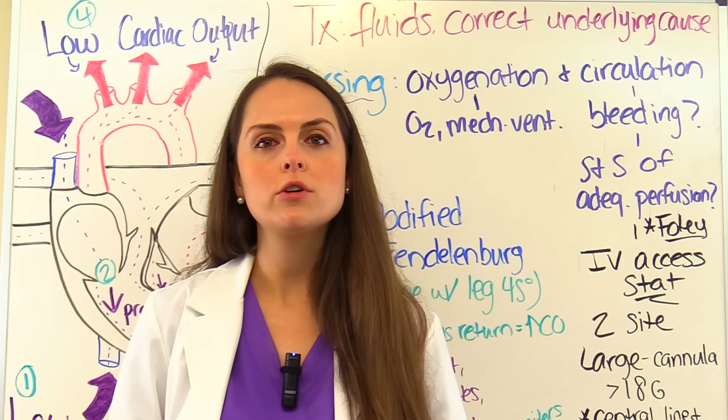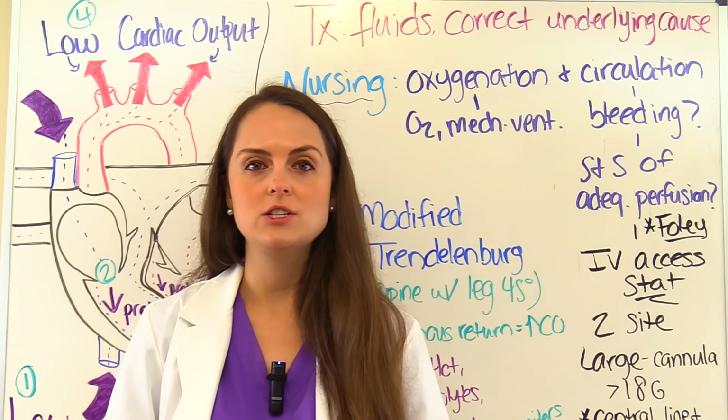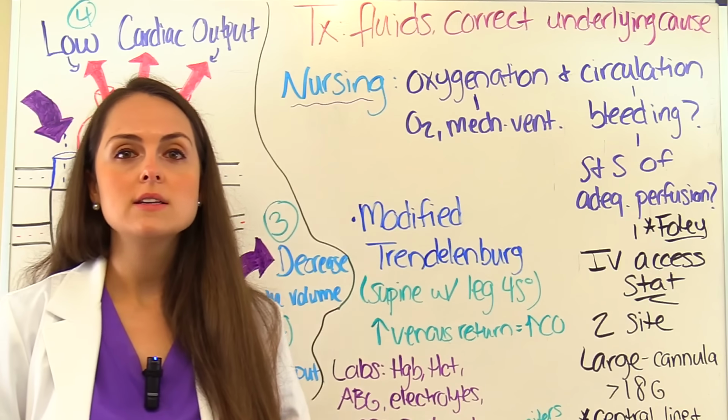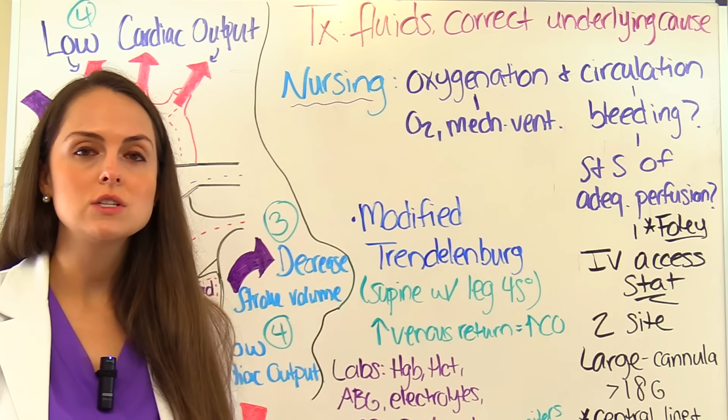So fluids ordered by the physician are really going to help this patient. And as a nurse, we will be giving those fluids and monitoring them. And it can vary. It depends on what class or stage of hypovolemic shock that patient is in. And you can use various fluids like crystalloids, colloids, blood products. And we'll be talking about all those here in a moment. And of course, correcting the underlying cause of the reason why that patient is losing so much fluid from the intravascular system.